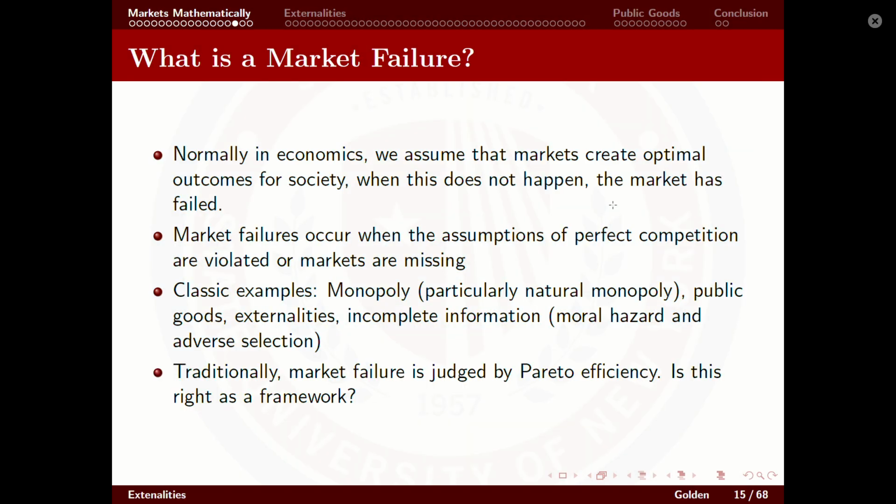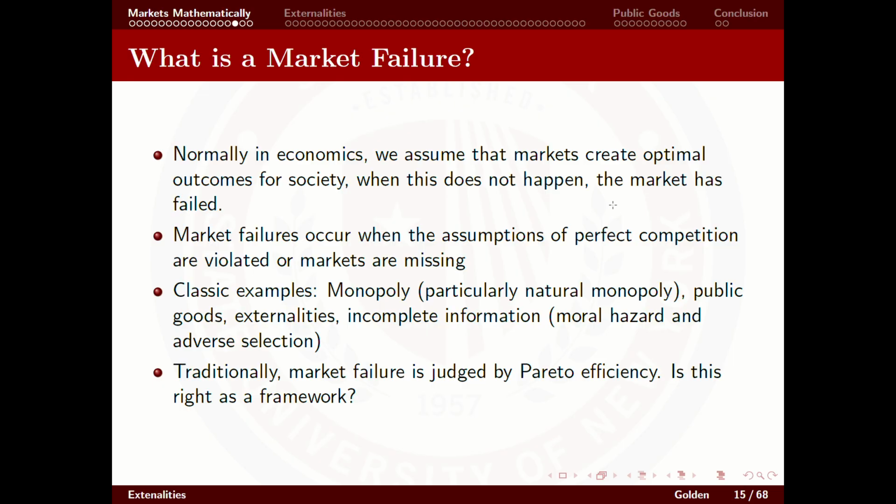So traditionally, market failure is judged by Pareto efficiency. When we talk about market failure, we talk about the idea that there's someone we can make better off such that the total surplus is increased. If you increase the total surplus, you can redistribute the gain so that everyone benefits. If you have an increase in total surplus, then it's just a distribution problem at that point.